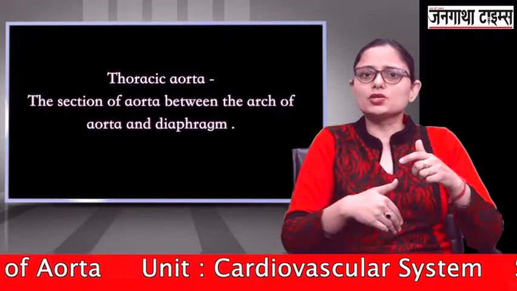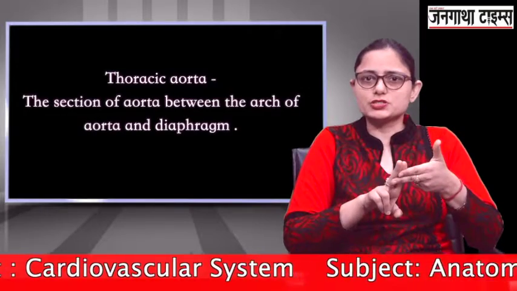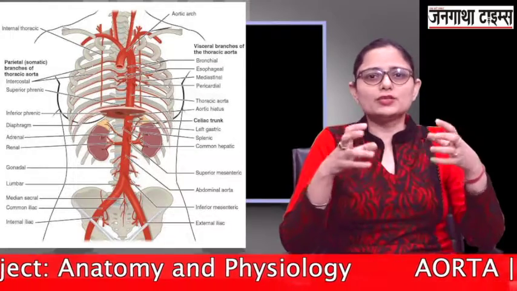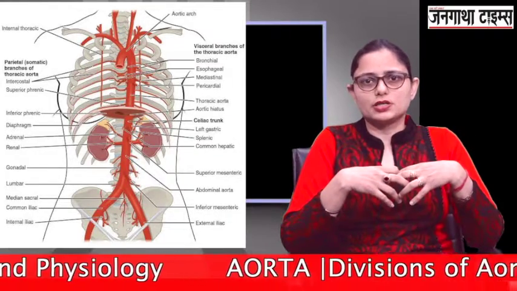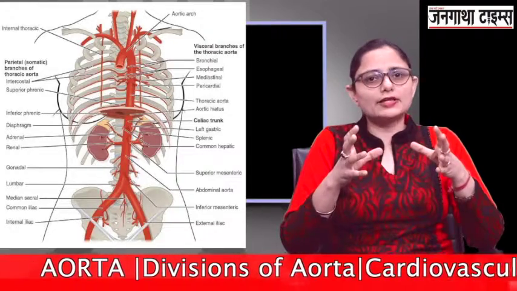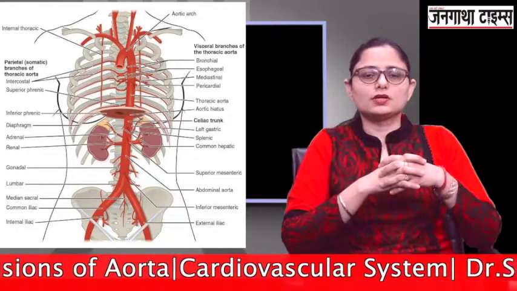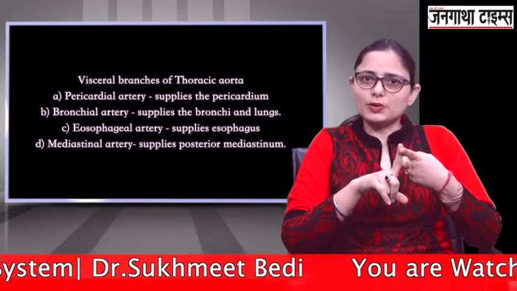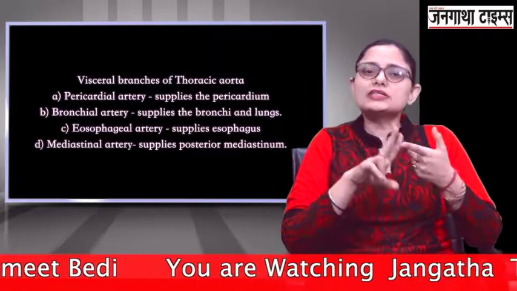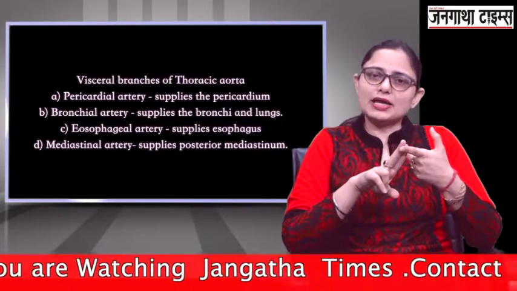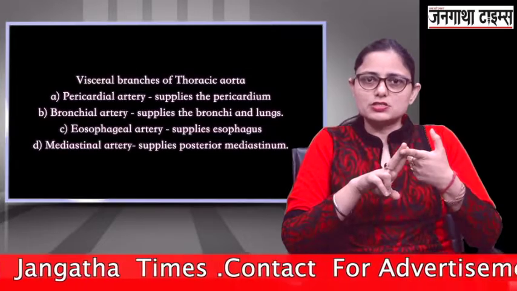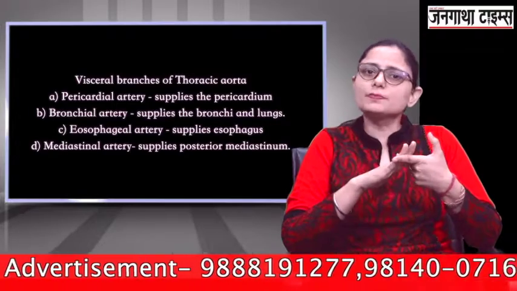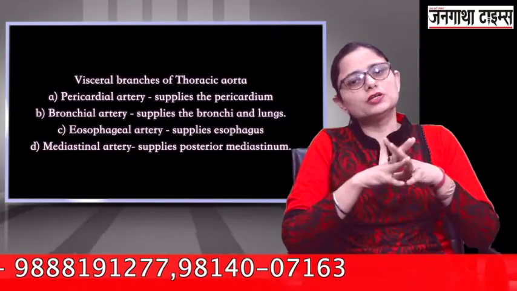Now this thoracic aorta, it gives two types of branches, the visceral branches and the parietal branches. The visceral branches are those which supply the various organs of the thorax, and parietal branches are those which supply the wall of the thorax and the diaphragm. Now the first visceral branch is the pericardial artery, which supplies the pericardium. The second one is the bronchial artery, which supplies the lungs and the bronchi. Third is the esophageal artery, which supplies the esophagus or the food pipe. And last is the mediastinal artery, which supplies the posterior mediastinum.